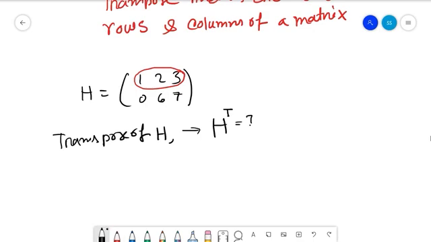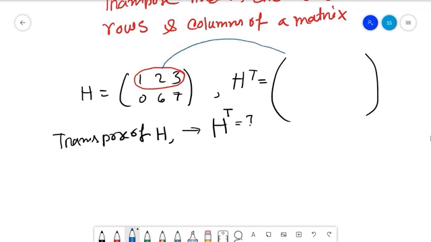That is, for H^T, let's write it over here. This row will now become a column over here, and let's write these elements, that is 1, 2, 3. Similarly, the second row will become the second column. So this will be 0, 6, 7. This is how you can do transpose.